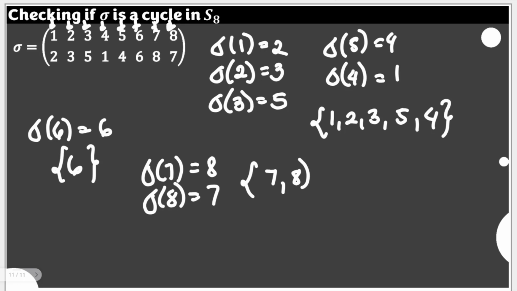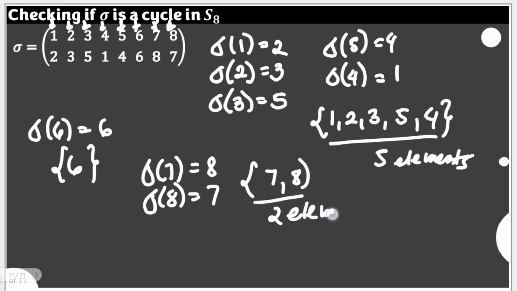Now we are going to visit the idea of a cycle. A permutation sigma is a cycle if it has at most, what do we mean by at most? A maximum of 1 orbit that contains more than 1 element. So this has 5 elements, this has 2 elements, and this has 1, of course. It's very obvious.